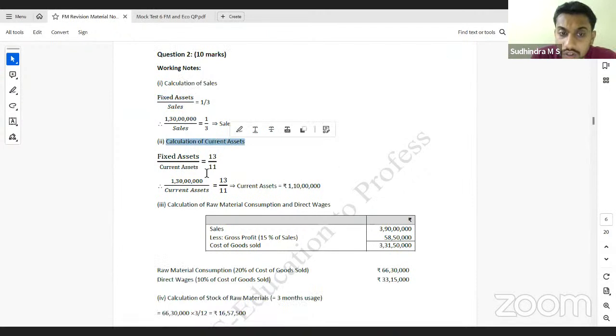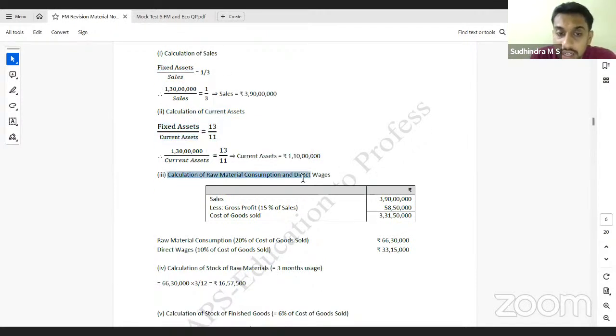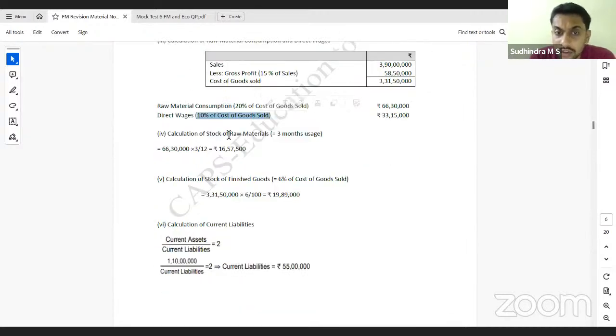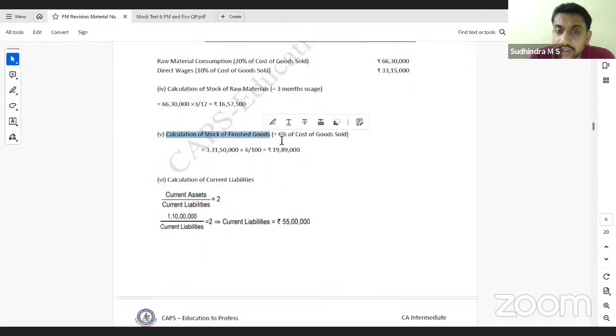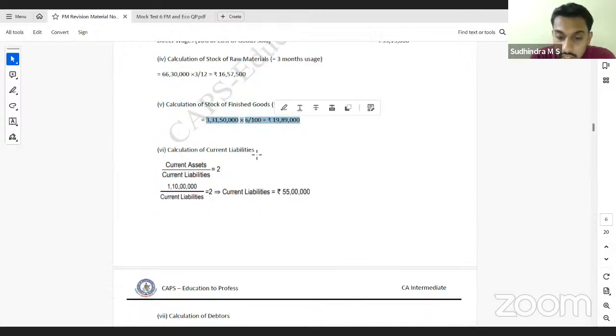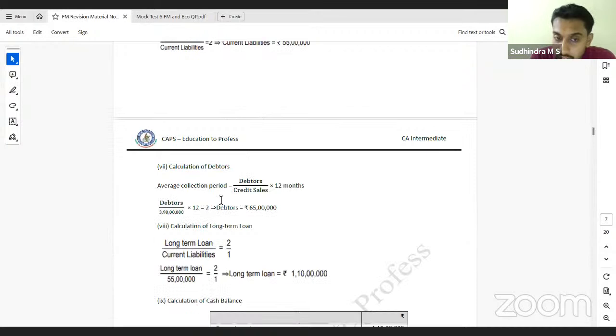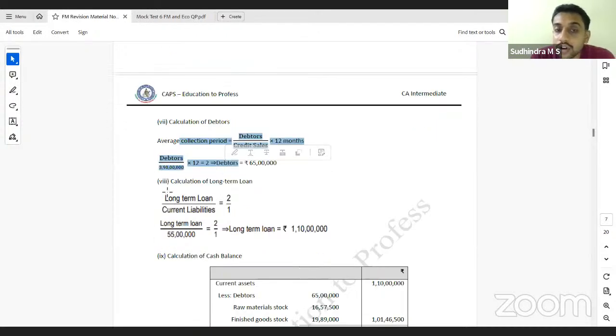Calculation of current assets using this ratio, raw materials consumption and direct wages, getting the cost of goods sold, then getting raw material consumption percentage of COGS, then calculation of stock of raw materials, calculation of stock of finished goods. They have given the percentages; write the percentage and get the calculation. Calculation of current liabilities using the ratio given. Calculation of debtors using the ratio given. And calculation of long-term loans using the ratio given. So all these working notes with formula, half mark each.